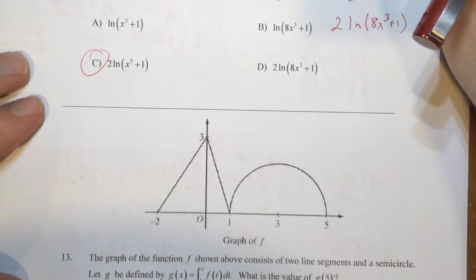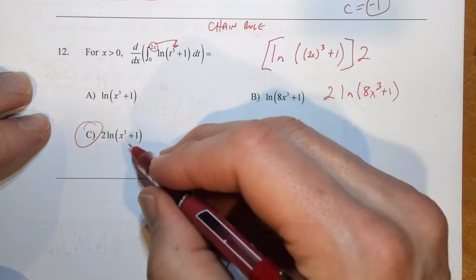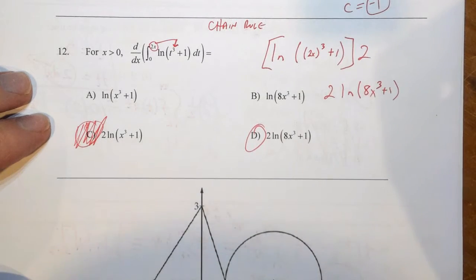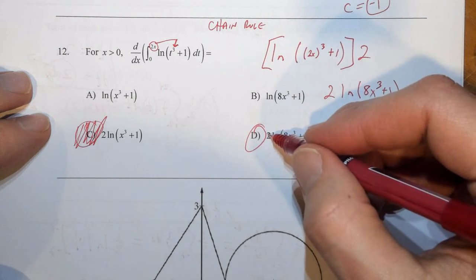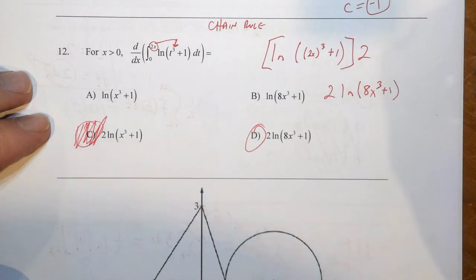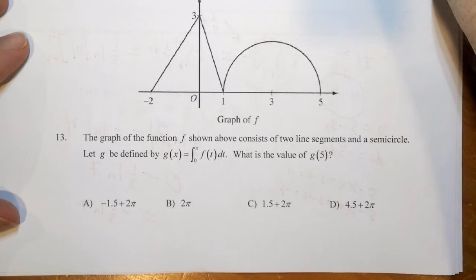Oops, I picked the wrong one. I apologize. I went too fast. D is the answer. I lost my 8. That was not good. All right, but same thing here, except we just got the 2, and so I should have picked D, not C. I apologize for that. All right, 13.